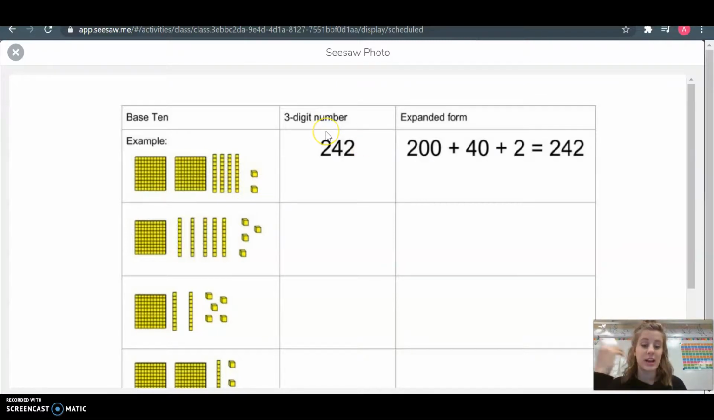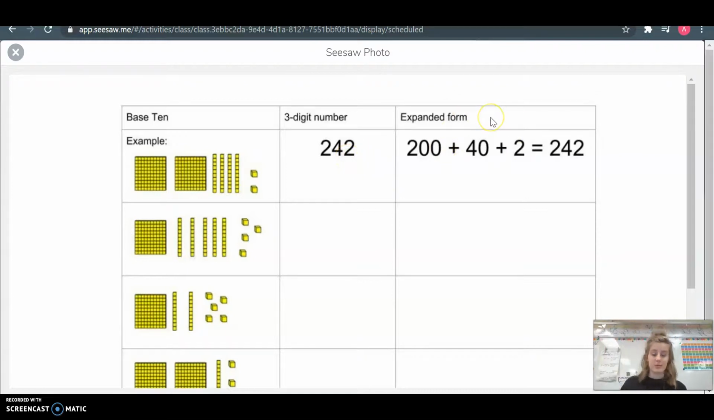So now I'm going to write that in my normal 3-digit number. So my hundreds block, however many hundreds blocks I have, goes in my hundreds place. That's my first number right here, this 2. My 10 sticks are going to go with my tens place. So I know I have 4 10 sticks, so they go in the middle. And I know I have 2 ones blocks, so that goes at the end in my ones place.